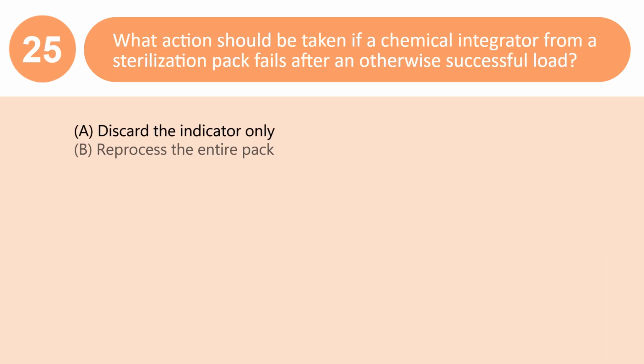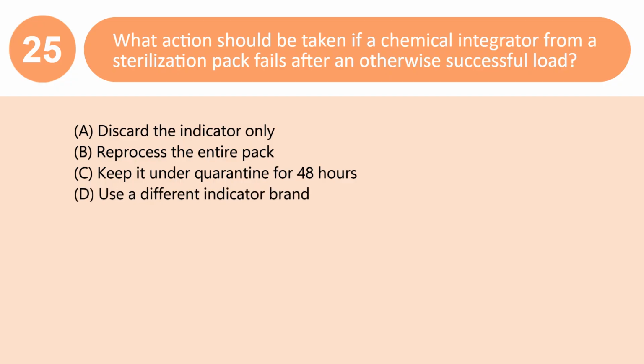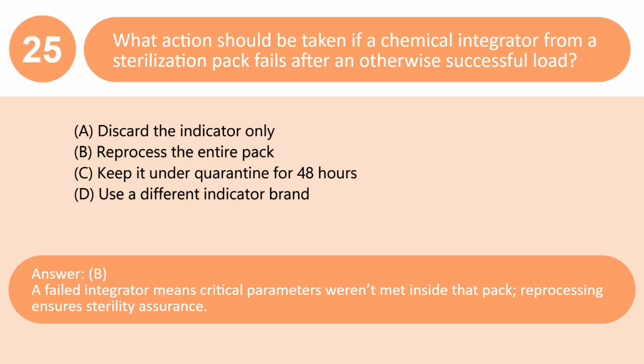What action should be taken if a chemical integrator from a sterilization pack fails after an otherwise successful load? A. Discard the indicator only. B. Reprocess the entire pack. C. Keep it under quarantine for 48 hours. D. Use a different indicator brand. Answer: B. A failed integrator means critical parameters weren't met inside that pack.